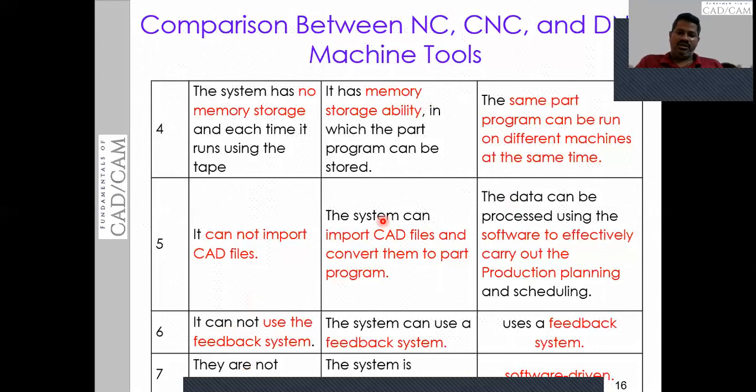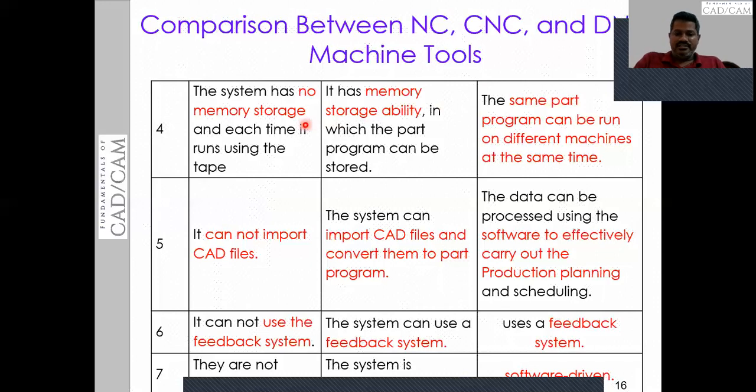So software driven means the computers are connected to the NC machine. Computers are used to store the programs as well as to edit and write the programs. So in many ways the computers are useful. These two, CNC and DNC, depend totally on the software in the computer, whereas NC does not have a computer. So this is the disadvantage of NC and the advantage of CNC. So these are all the differences between NC, CNC, and DNC.